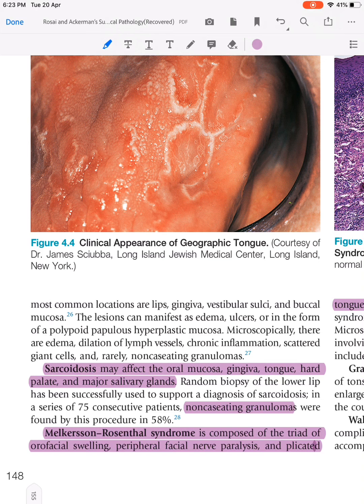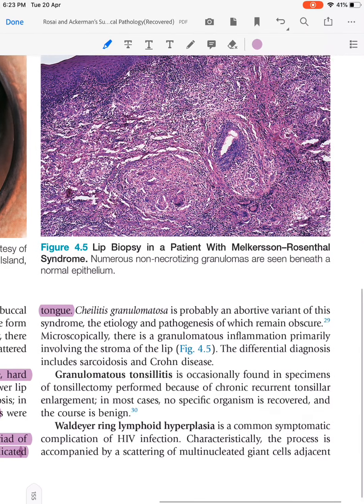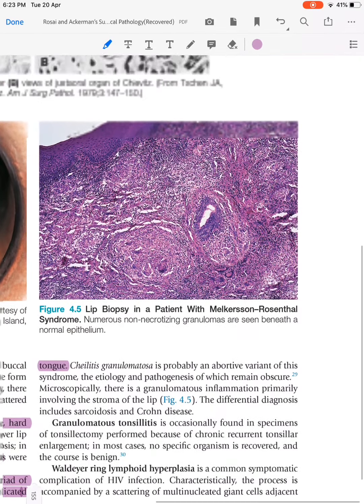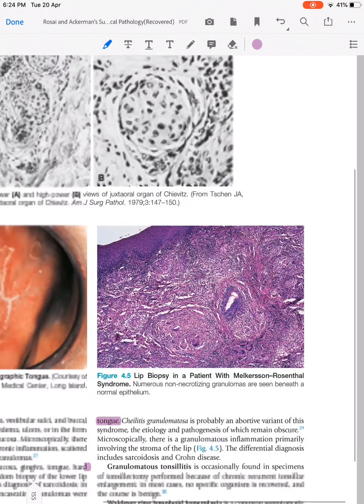Another is Melkersson-Rosenthal syndrome, in which there is a triad of orofacial swelling, peripheral facial nerve paralysis, and plicated tongue. This is a microscopic picture from a patient with Melkersson-Rosenthal syndrome, and we can see numerous non-necrotizing granulomas below the normal epithelium.